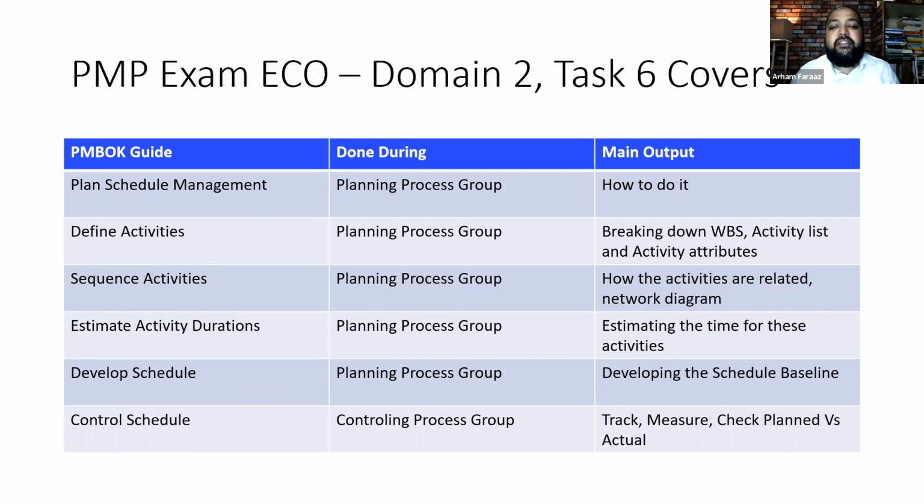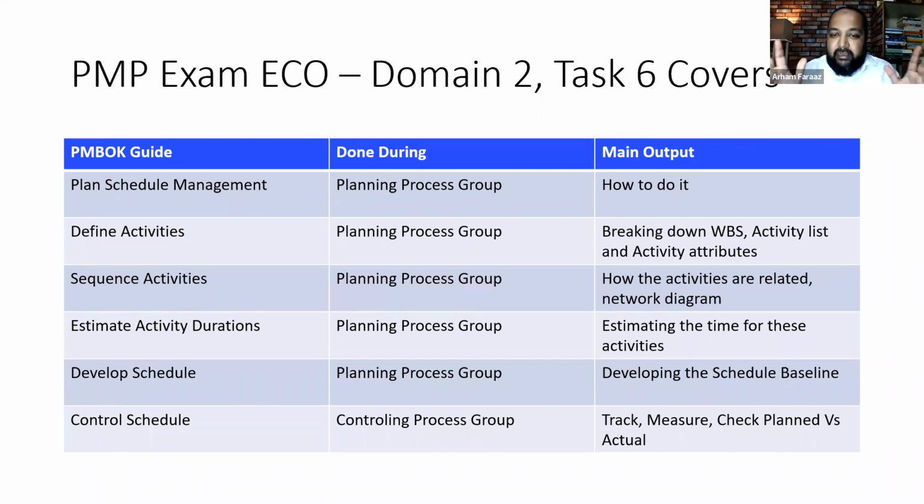Then define activities, the biggest output is that you get the list of the activities from the work breakdown structure and you find the activity attributes. What are the attributes for a particular activity? That's the major output. And sequence activities help you understand what's first, second, third. So you get to know things. I'll be showing you a diagram over here with examples.